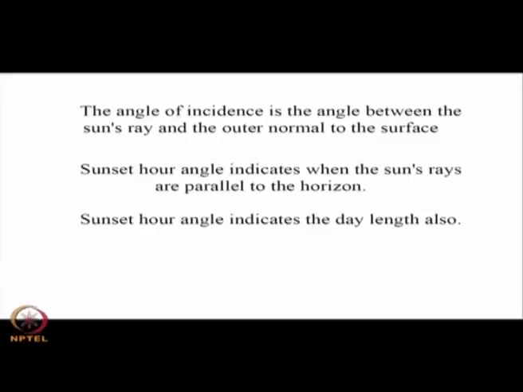The angle of incidence is, of course, defined between the sun's ray and the outer normal to the surface, and this indicates the sun's rays are parallel to the horizon, and the sunset hour angle also gives you the total number of sunshine hours.